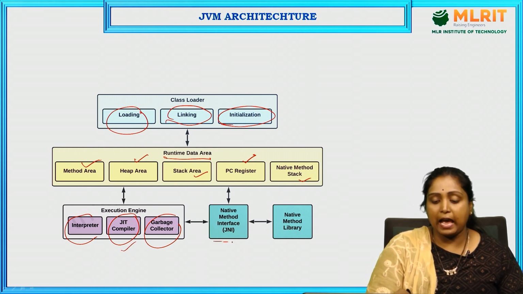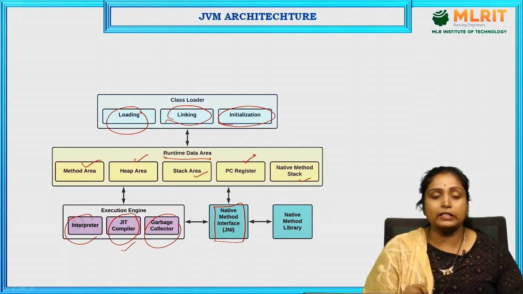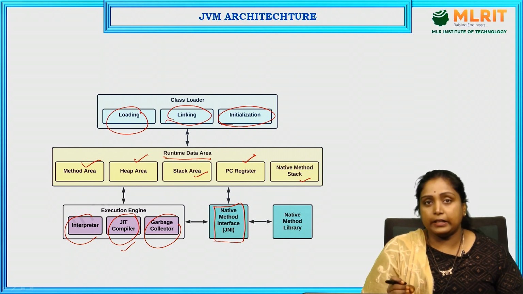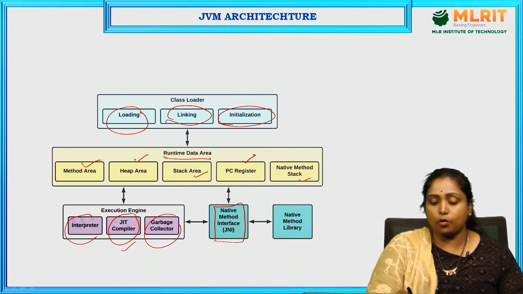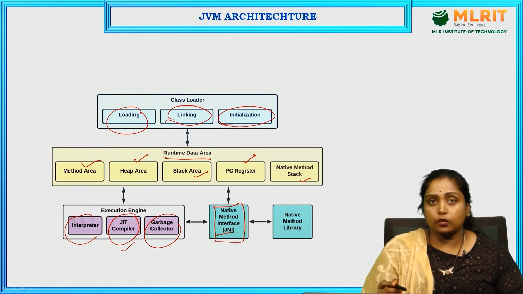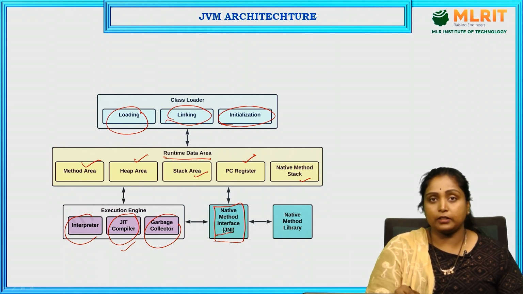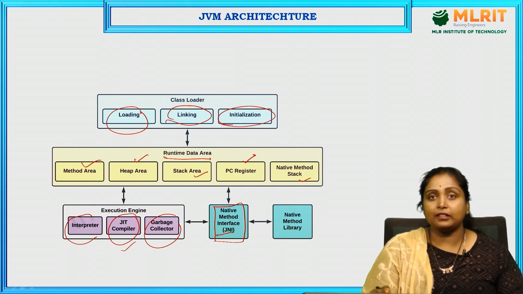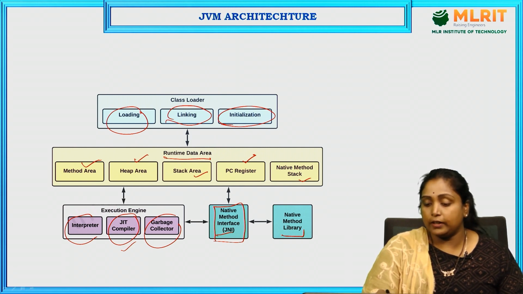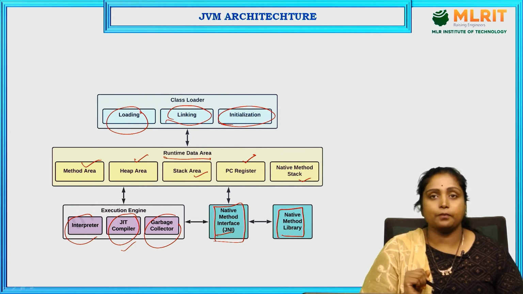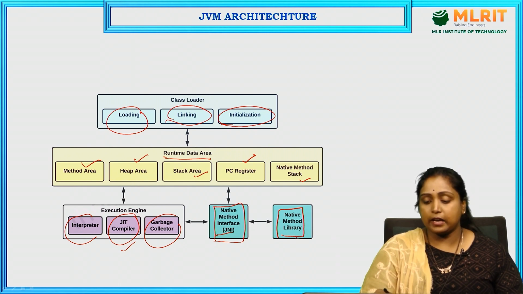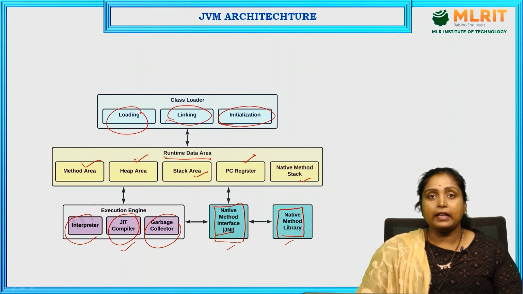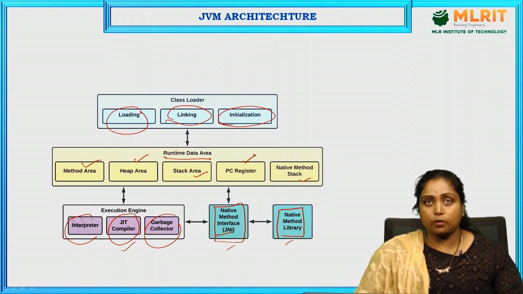Then you will have another component called the Java Native Interface, which we call JNI, and the supporting methods related to it are included in the native method library. These are the other two components besides the three. Let us see the components one by one.